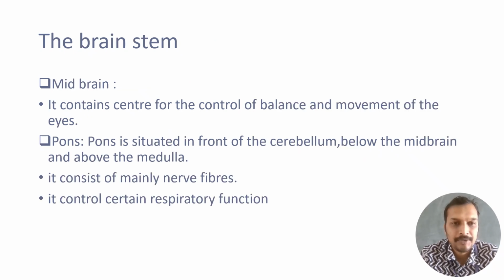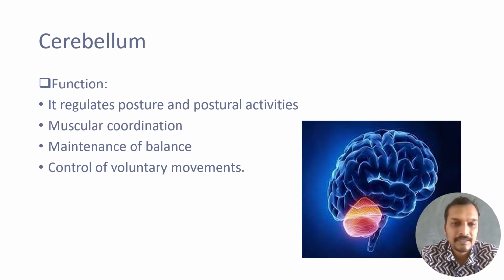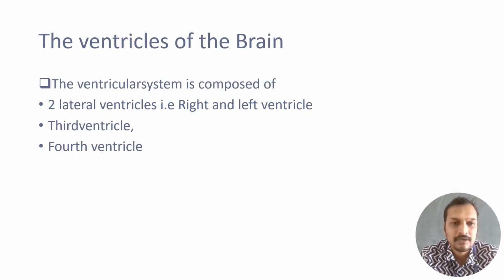The next structure is the brainstem. The brainstem consists of the midbrain, and it contains the center for the control of balance and movement of the eyes. Next, below the midbrain is the pons, which is situated in front of the cerebellum, below the midbrain and above the medulla. It consists mainly of nerve fibers, and it controls certain respiratory functions. Next is the cerebellum. The function of the cerebellum is to regulate posture and postural activities, and it is responsible for muscle coordination, maintenance of balance, and it controls voluntary movements.